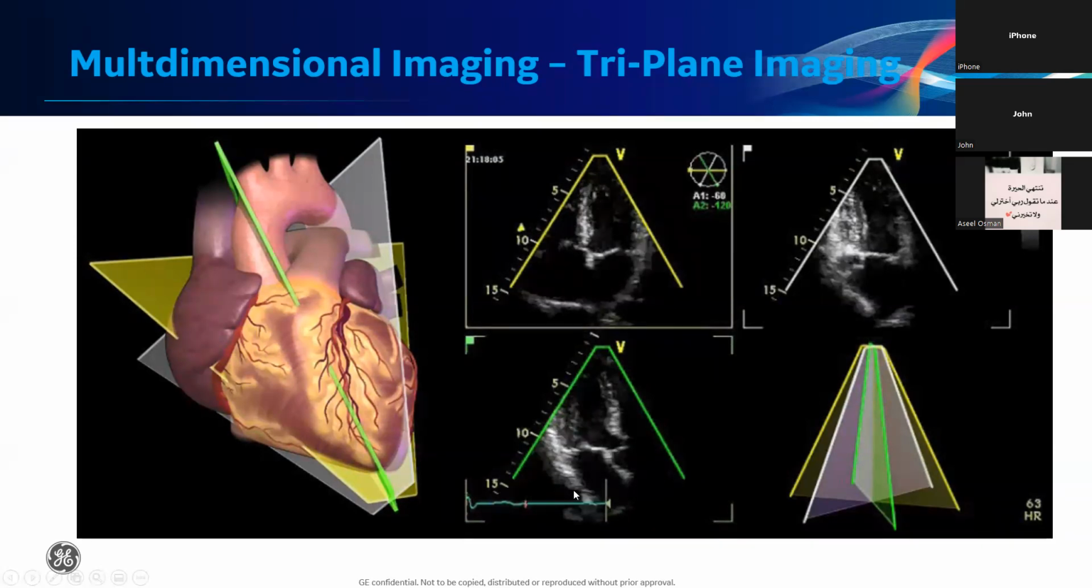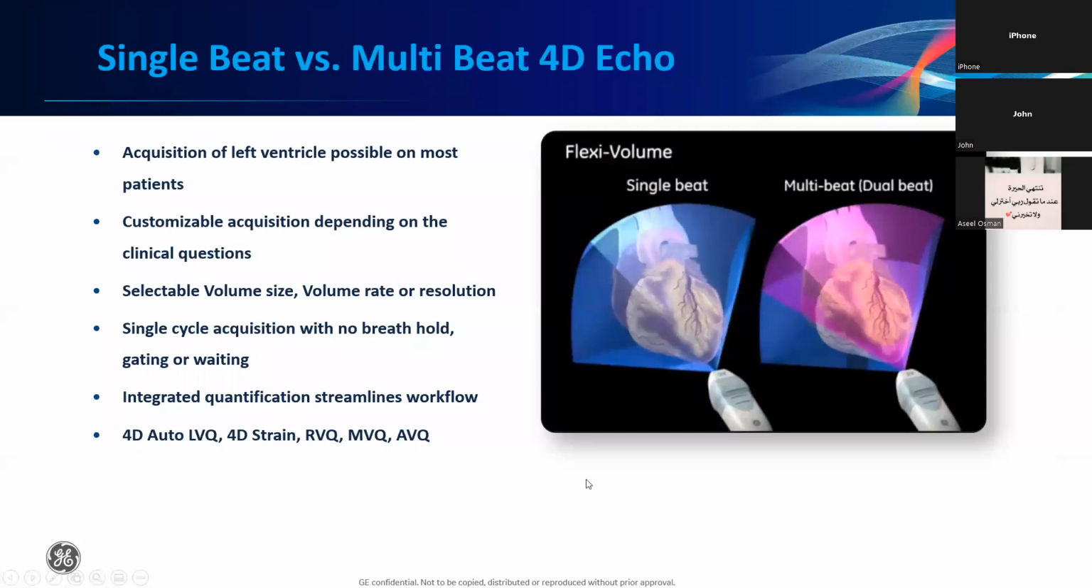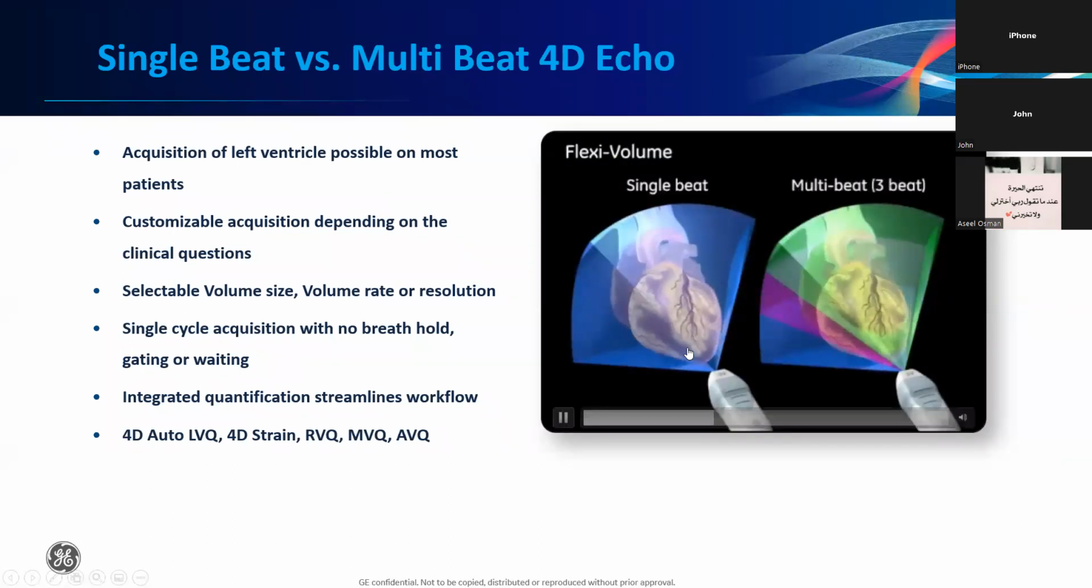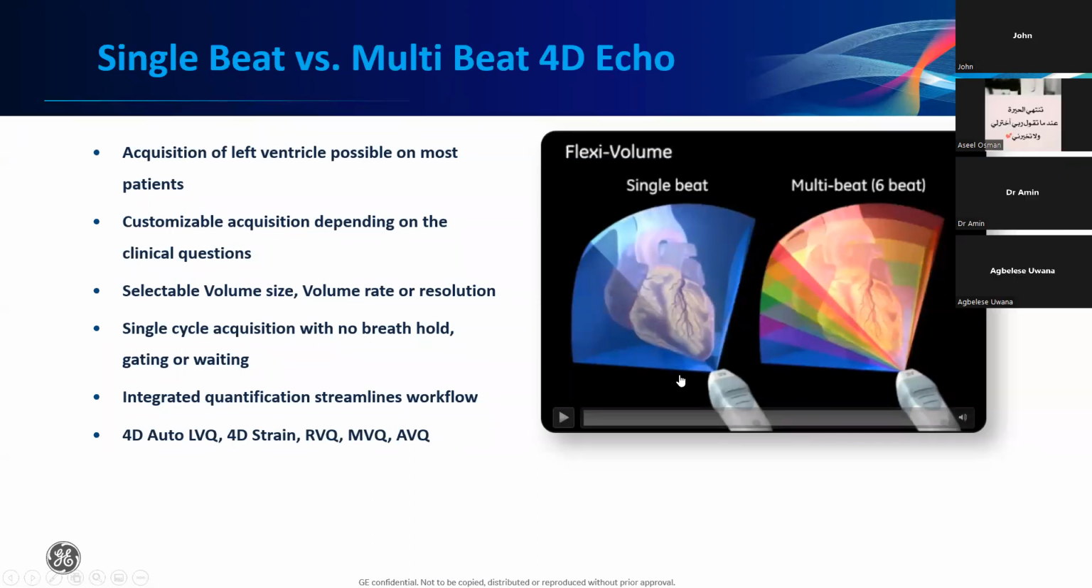You can view different angles of the area or the structure of interest. Then you have the 4D acquisition. You can acquire in single beat or multi-beat, and you can acquire one specific area or a full zoomed volume. If you're doing, for example, chamber quantification, you want to do LV or right ventricular quantification with strain, for example, LV strain, then you sometimes have to do multi-beat.